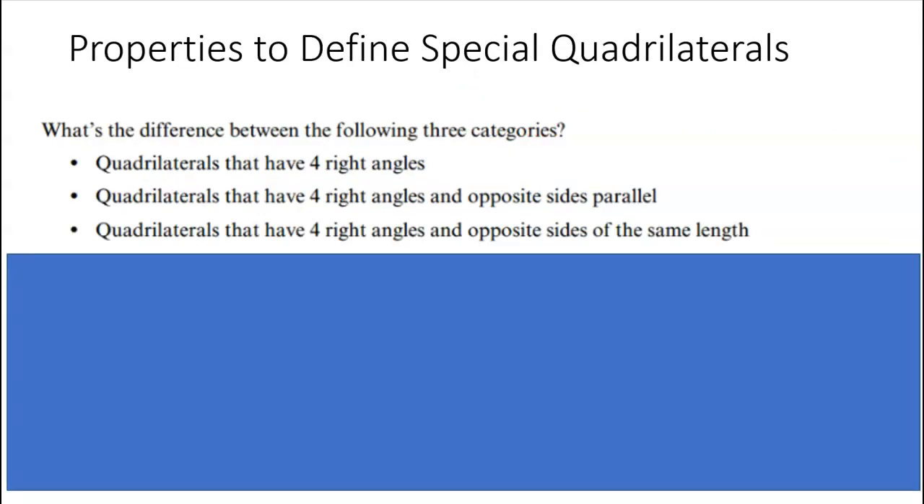So what's the difference between these three categories? A quadrilateral that has 4 right angles. What about a quadrilateral that has 4 right angles and opposite sides? What about a quadrilateral that has 4 right angles and opposite sides of the same length? Take a moment before I unveil this, make a prediction, draw some pictures, make sense of the problem.